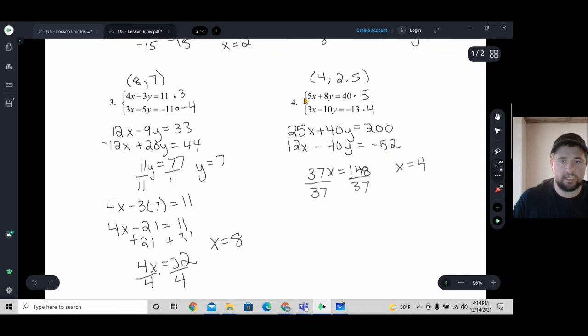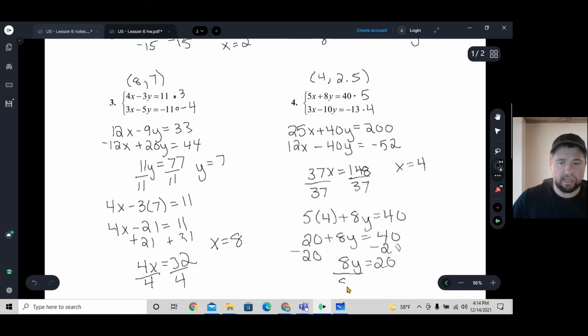I'm going to take this 4, I'm going to plug it in. 5 times 4 plus 8y equals 40. 20 plus 8y equals 40. Subtract 20 from both sides. 8y equals 20. Divide by 8. Y equals 2.5.